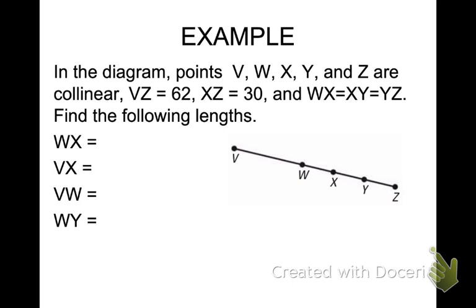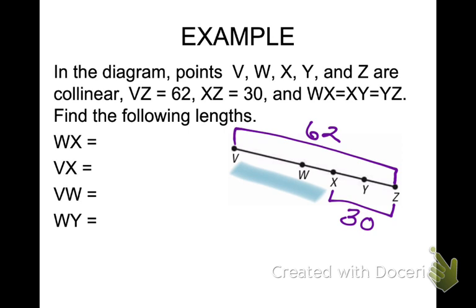So the first thing I see there is VZ is equal to 62. I'm going to do a little one of these and label that 62 all the way across. XZ is 30. So I'm going to do one of these between X and Z and mark that as 30. So let's do a little bit of thinking. If from X to Z is 30 and V to Z is 62, what would be the length from V to X? 62 minus 30, yeah, so that would be 32. So we can label this 32. I don't know if that's going to be helpful or not, but we got that.